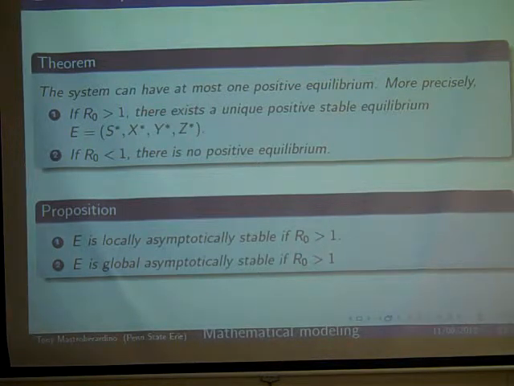And as far as the stability of the endemic equilibrium, it's locally asymptotically stable based on just looking at the Jacobian. And we also proved global asymptotic stability by constructing an appropriate Lyapunov function and applying Lyapunov's direct method.